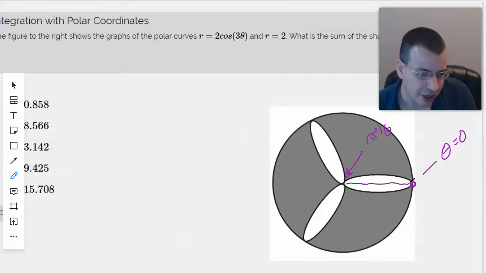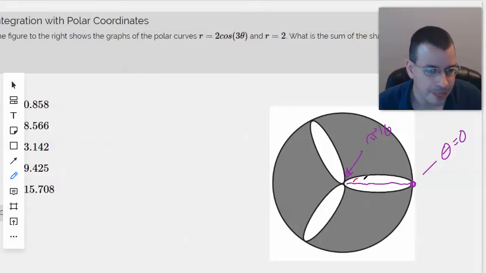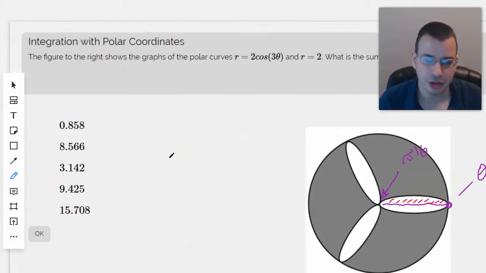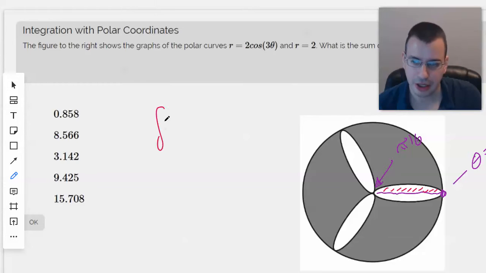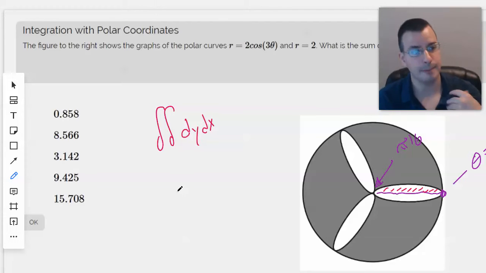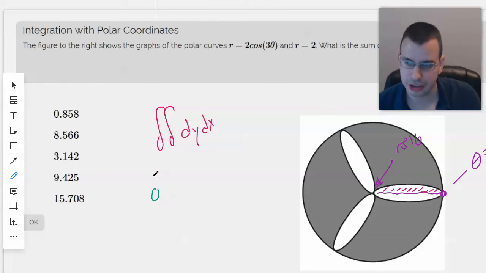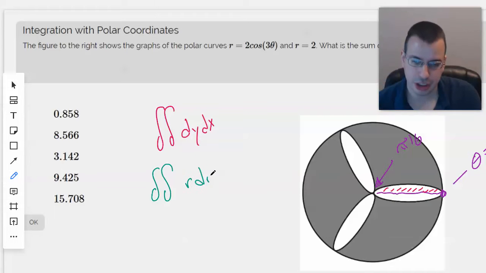So the way I'm going to do this, I'll draw a line right here. What I'm going to do is find this area right here. And normally when you find area, you think, okay, we're going to do dy dx, integrate along y, integrate along x, but we're doing polar coordinates. And for polar coordinates, dy dx is equivalent to r dr d theta.